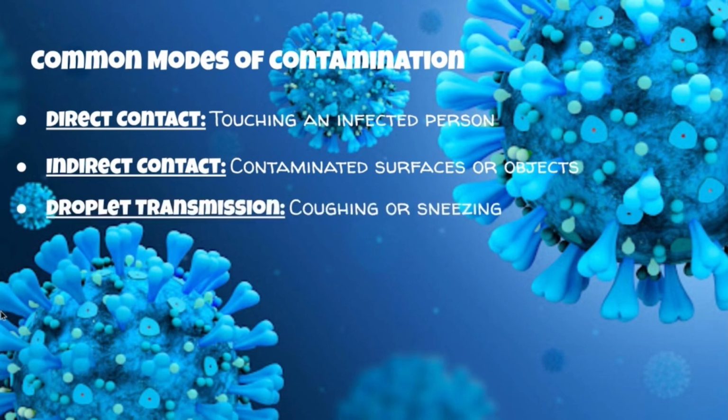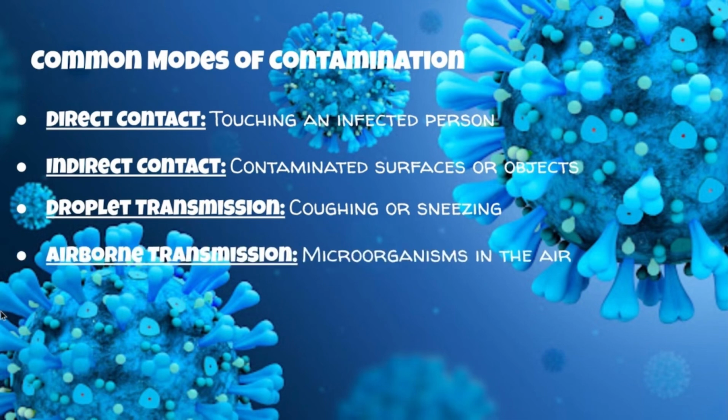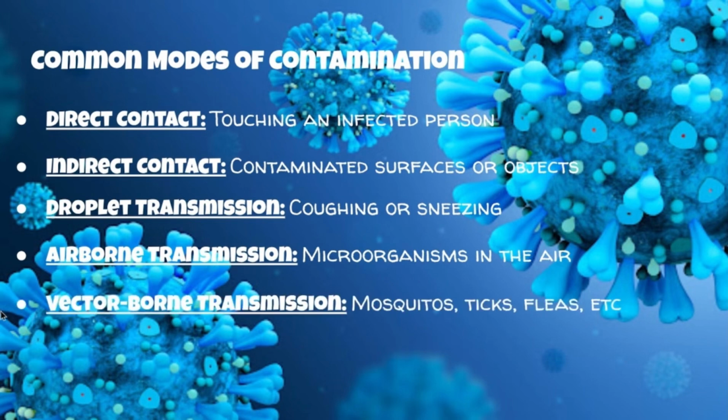Droplet transmission usually involves pathogens that spread through droplets from coughing or sneezing. And then airborne transmission involves pathogens that are inhaled, eventually leading to infection. And lastly, vector-borne transmission involves insects like mosquitoes, ticks, or fleas that carry pathogens.